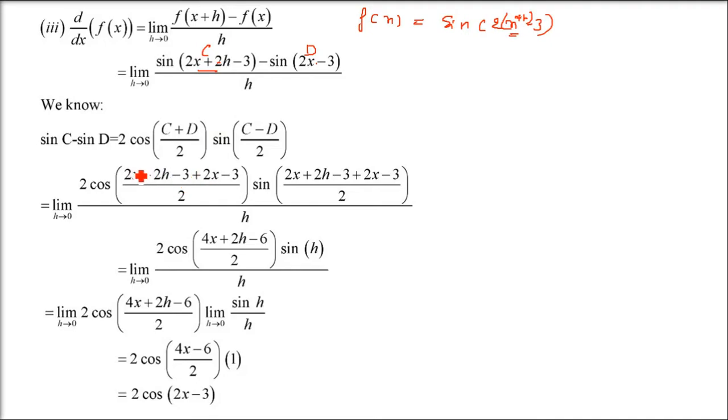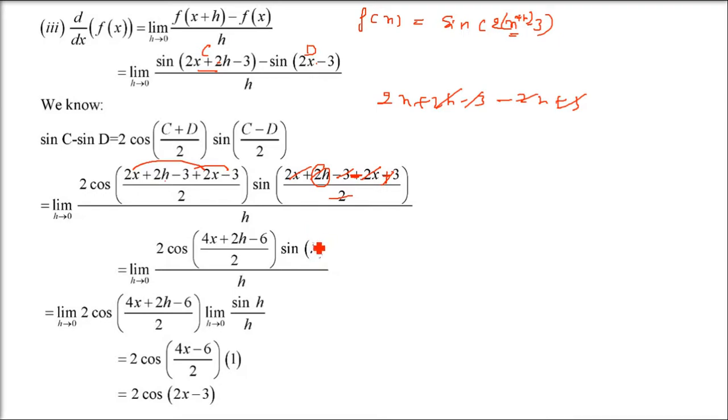Now what do you see here? So you have 4x and minus 6 plus 2h. So (4x + 2h minus 6) by 2. Now here it will be cancelled. So you have 2x plus 2h minus 3 minus 2x plus 3 will come. Let me write it here, 2x plus 2h minus 3 and minus 2x plus 3. So 3 gets cancelled, 2x gets cancelled, so you have 2h only. So 2h by 2 is h, so you will have sin h from here. So sin h will remain only.